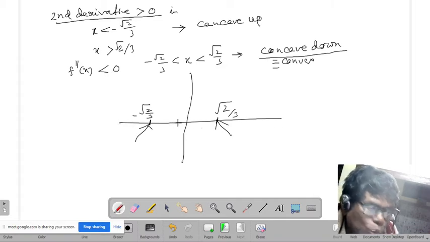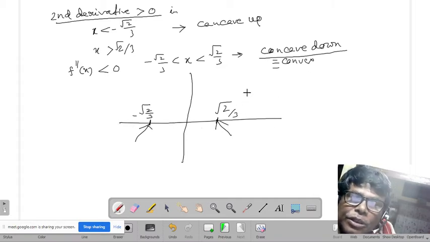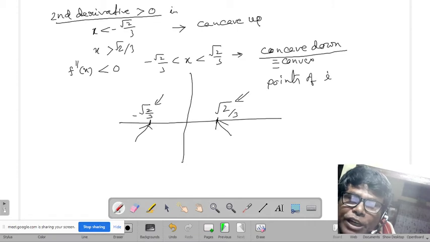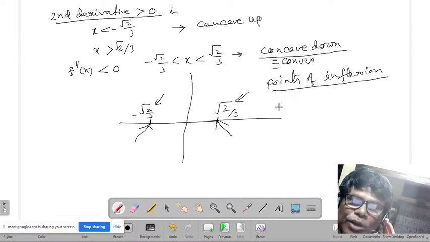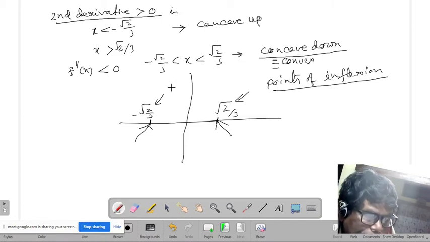So these 2 points are points of inflection, where the curve changes from convex to concave or concave to convex. These are the points of inflection, but we know only one coordinate, the x coordinate.